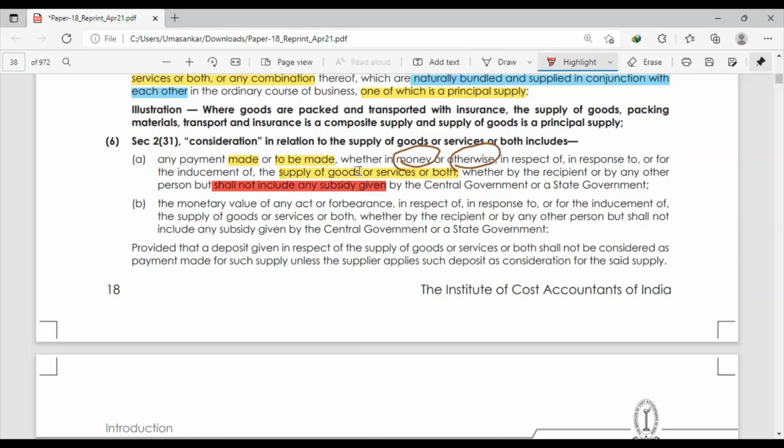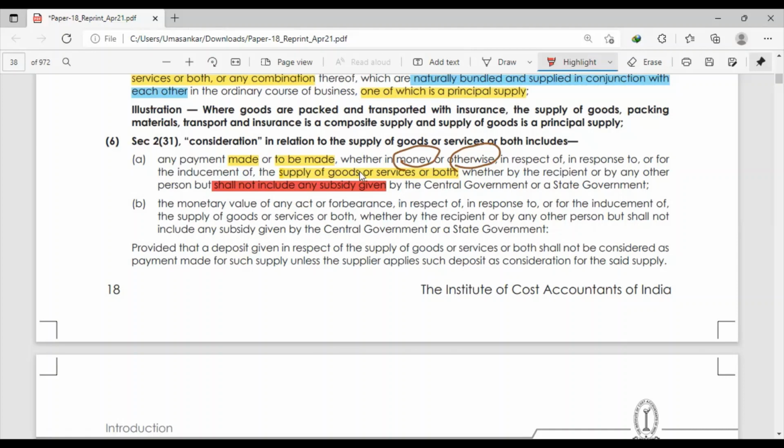What does it say? What do you mean by consideration? When you receive any supply, whether goods or services, for which you are paying something, whether already made or to be made in the future, that's called consideration. But if you are getting some subsidy or any grant from the central government or state government, that will not be subtracted from the consideration. There is also another part.